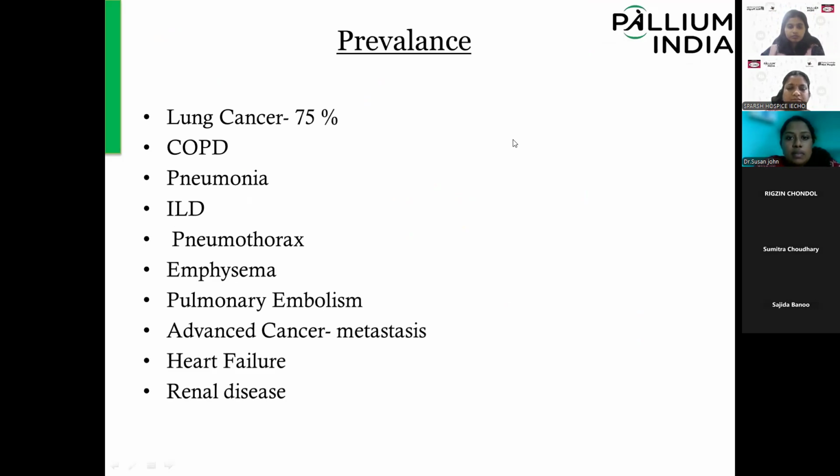So, what is the prevalence of this breathlessness in palliative care patients? The first thing is lung cancer. 75% of lung cancer patients have symptoms of breathlessness. Next thing is COPD. That is a progressive disorder, and most of the time the patient has severe breathlessness during the end of disease. And next thing is pneumonia, interstitial lung disease, pneumothorax, emphysema, pulmonary embolism, advanced cancer with metastasis, heart failure patients, renal disease patients. So these are some conditions in which the patients can come with breathlessness.